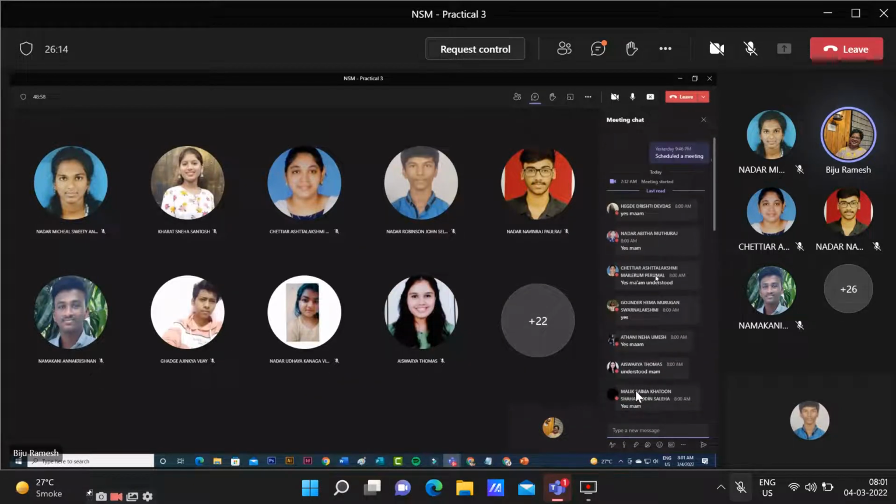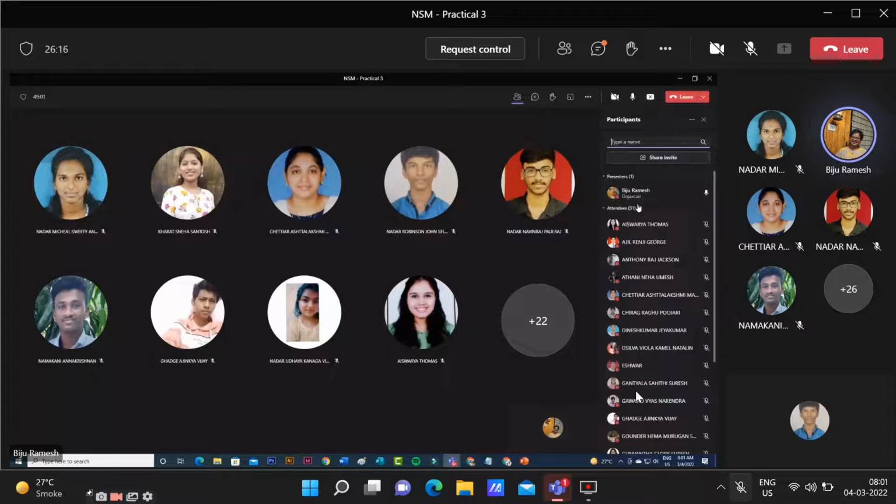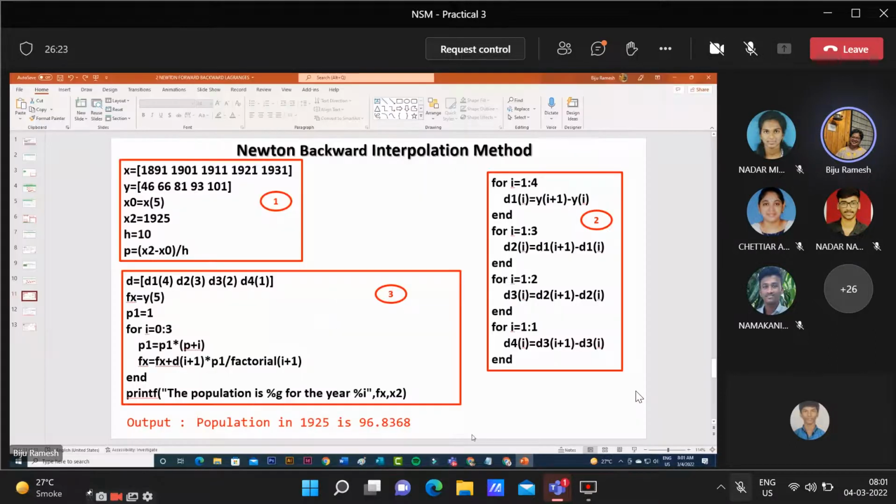So this many are there. I don't know whether you are actually listening, whatever. But this is something which you can do by yourself. So this is about Newton backward interpolation. I thought of teaching Lagrange's also because this is something which you all know. So now we go for Lagrange's.